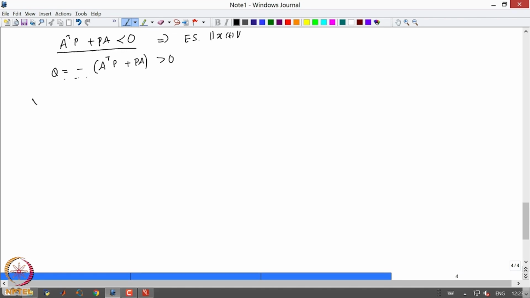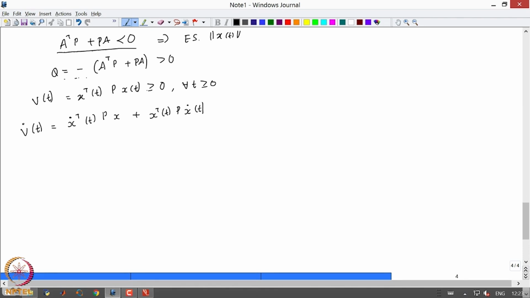Okay. Now, define a function V of t equal to x transpose t P x of t. I will slowly tell you what is the physical significance of this function. But for the moment we will stick to the proof of exponential stability. Now I take the time derivative along the system trajectories. So I am computing x dot transpose t P x plus x transpose t P x dot of t.